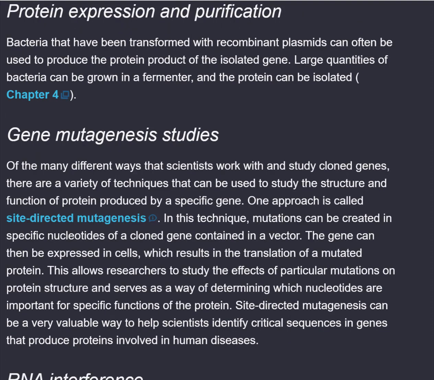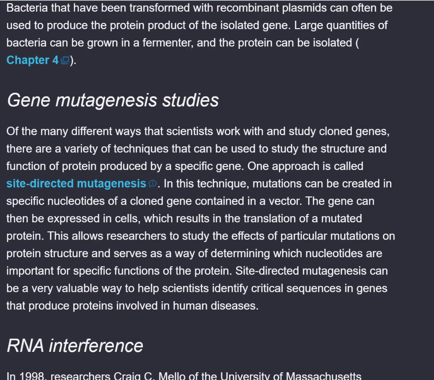Protein expression and purification. Bacteria that have been transformed with recombinant plasmids can often be used to produce the protein product of the isolated gene. Large quantities of bacteria can be grown in a fermenter, and the protein can be isolated.